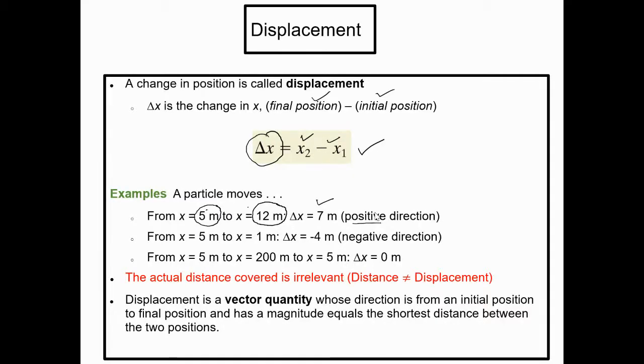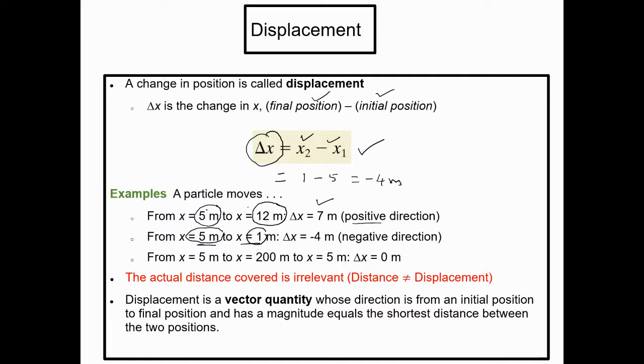Understand? When you come to the second example, the object is moving from x is equal to 5 meter and then it is moving to x is equal to 1 meter. So you can see this is my final position, this is my initial position. When you subtract, my final position is 1 meter, my initial position is 5 meter. What will be the answer? Minus 4 meter. So here the object is moving in the negative direction of the x-axis.